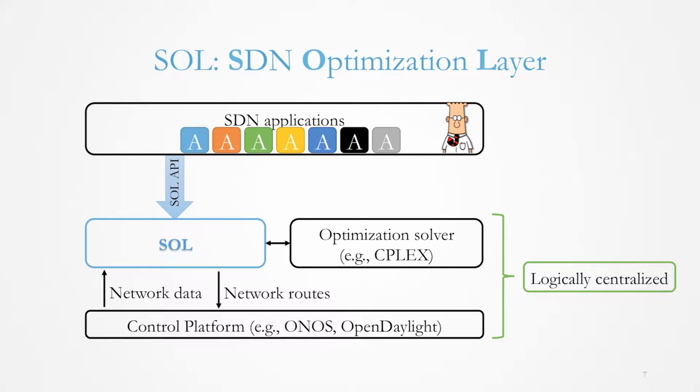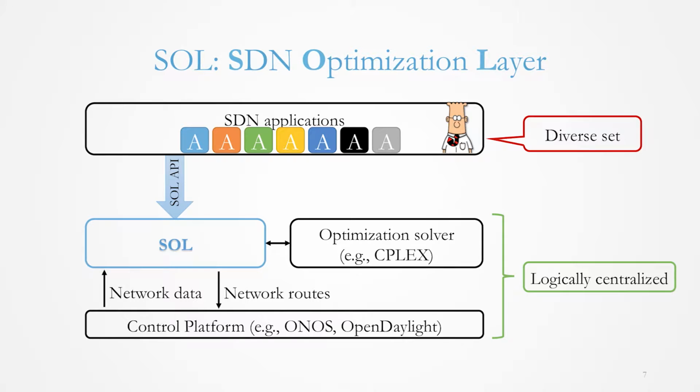The good thing about this is that the optimization layer and the control platform are logically centralized. So it's a good fit for SDN, right? That's what we've known for a while now. Optimizations are great when they're centralized. The problem is this set of applications is incredibly diverse, right? So the number of things you might want to express in your application is very large. So how do we model all of them?